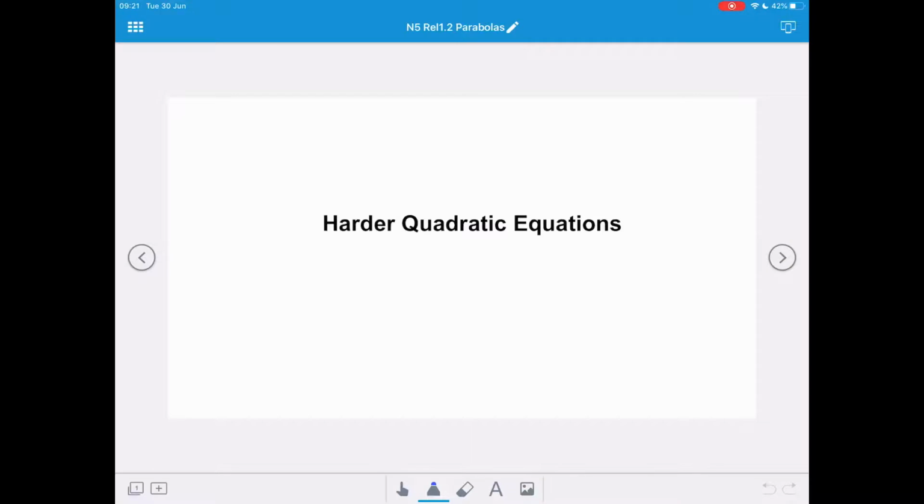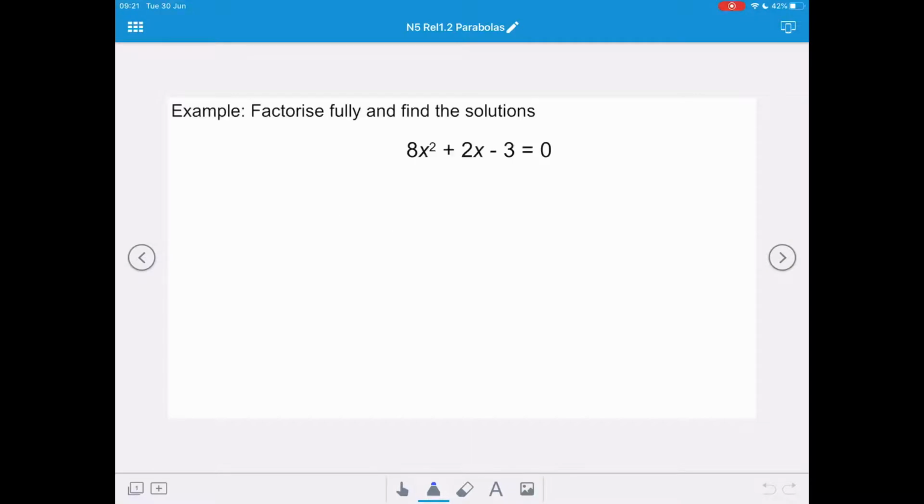Now, if we've got some harder quadratic equations, so a non-unitary coefficient of x squared, so in this example, we want to factorise fully and find the solutions for 8x squared plus 2x minus 3 equals 0. Our magic number is the 8 multiplied by the negative 3. And that gives us a magic number of negative 24, and we need to find factors of negative 24 that are going to add together to give us that positive 2.